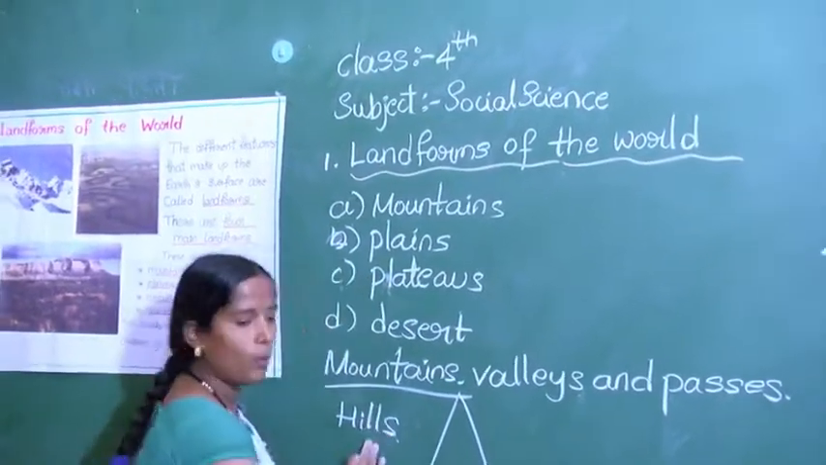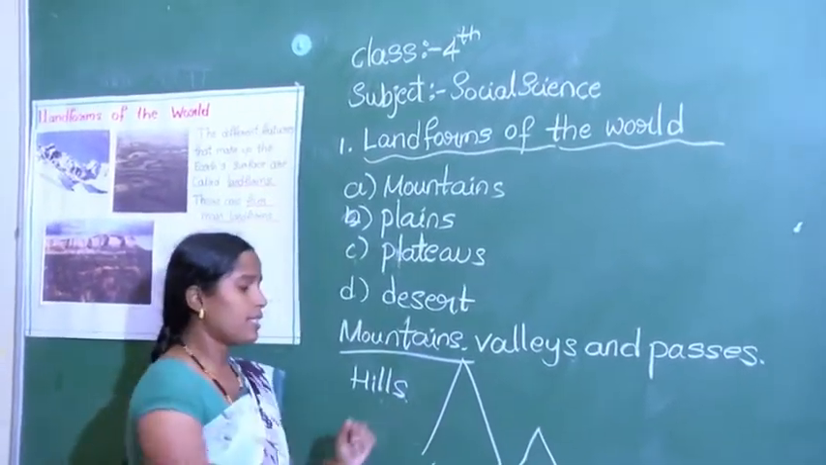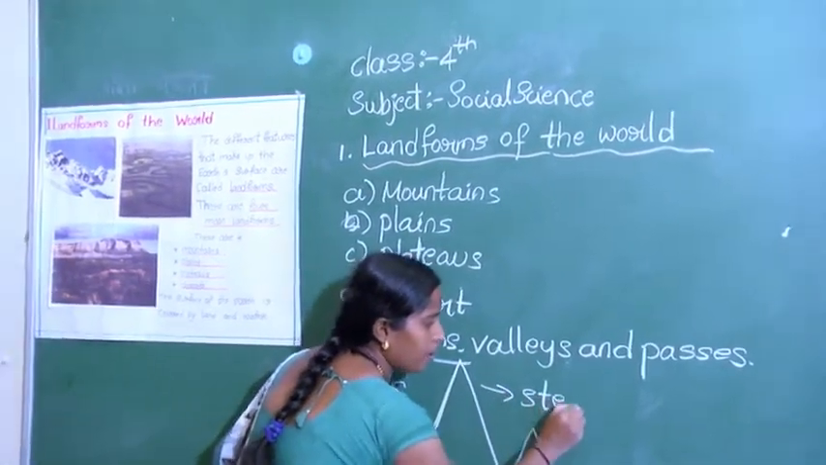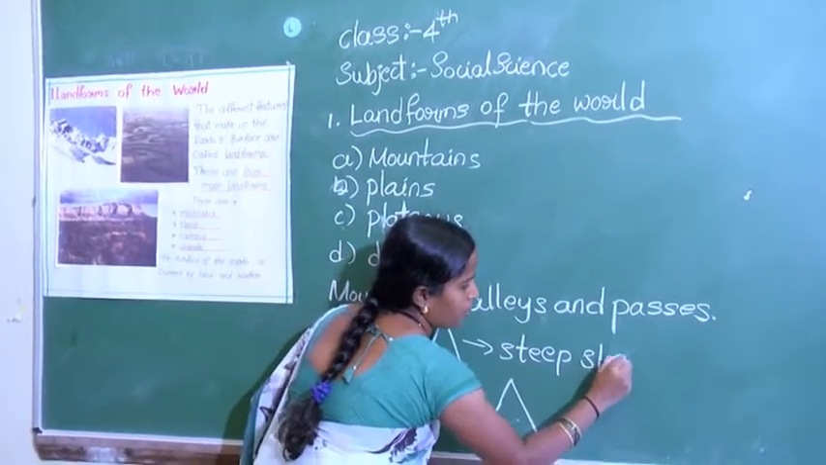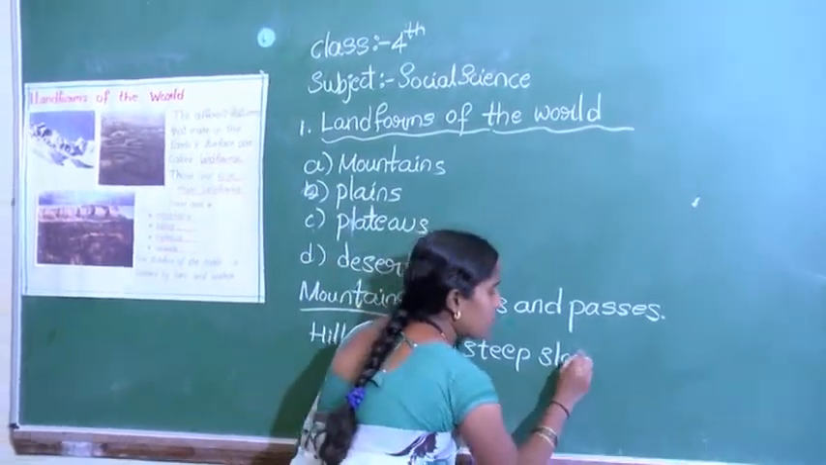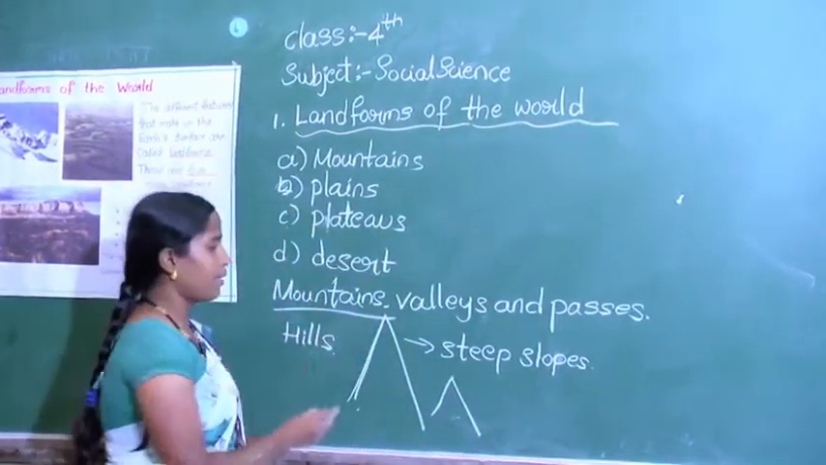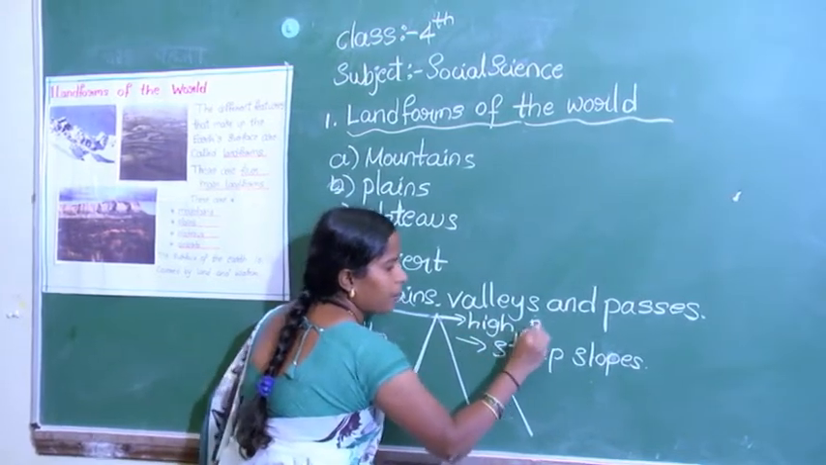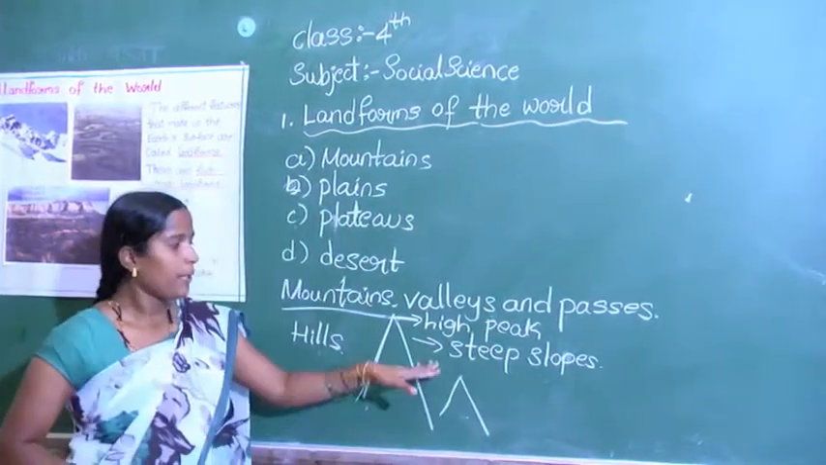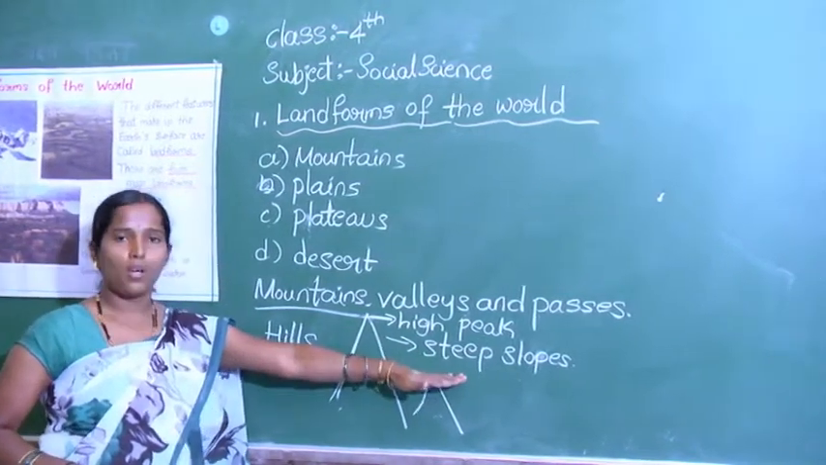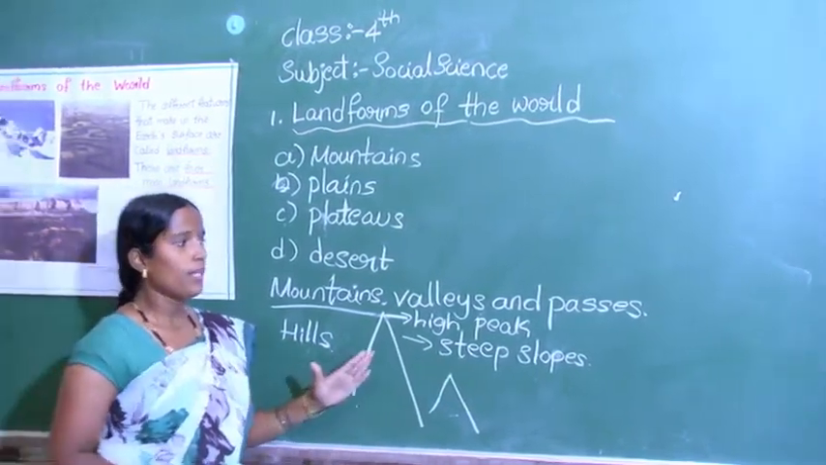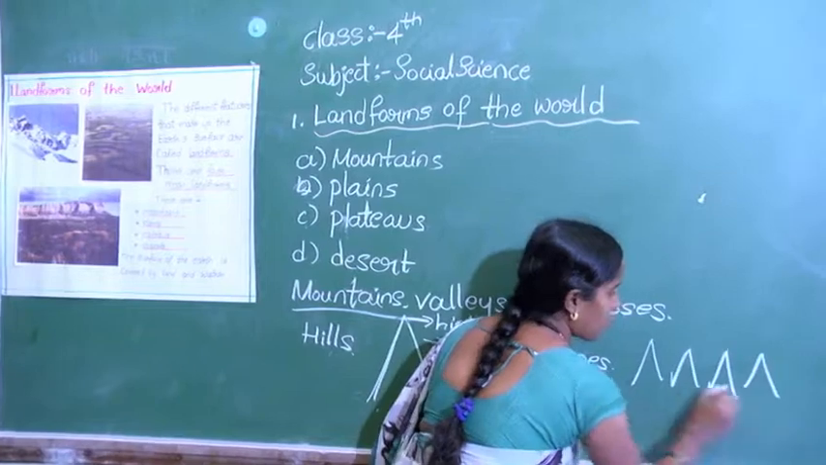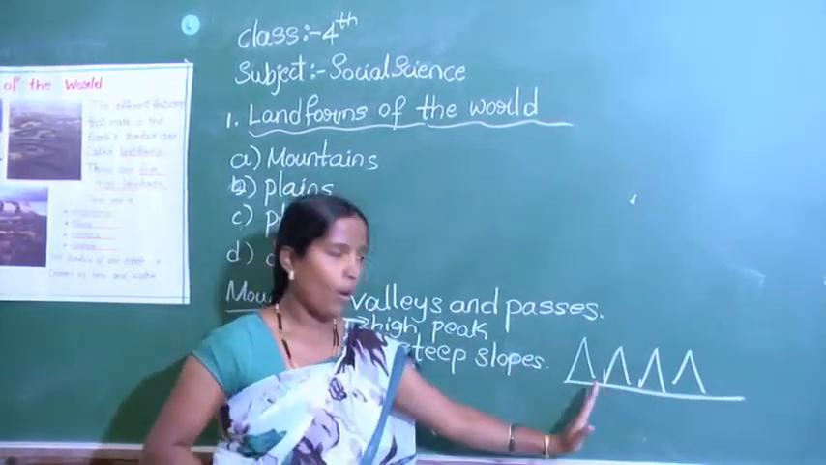So what is the difference between mountains and hills? You can see these mountains. Mountains have very steep slopes and a high peak. Compared to mountains, hills are smaller and lower. Usually we can see mountains in long rows. This is called a mountain range.